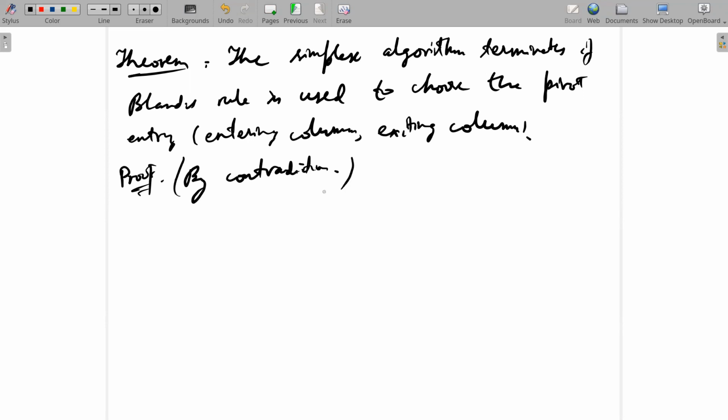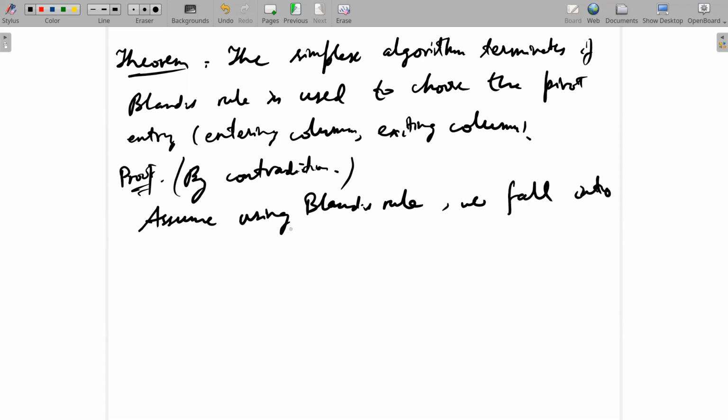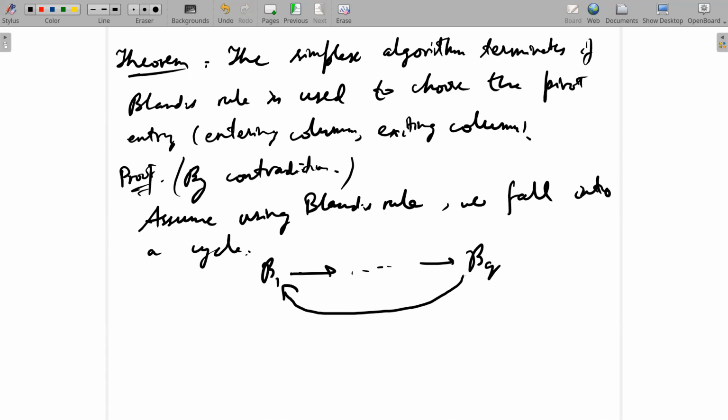Okay. So assume that using Bland's rule, we fall into a cycle. So essentially, you start with this basis B1. So I hope you don't get confused. When I write with parentheses, those are meant to be columns, but here I'm just saying I have this ordered basis, which I'm changing, and I'm cycling. I went through B1, B2, BQ, and somehow the simplex algorithm with Bland's rule brought me back to B1. Okay.